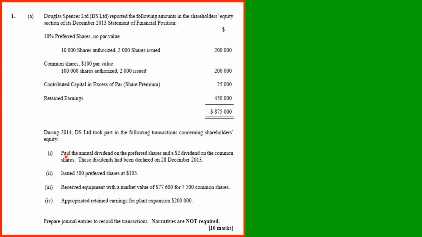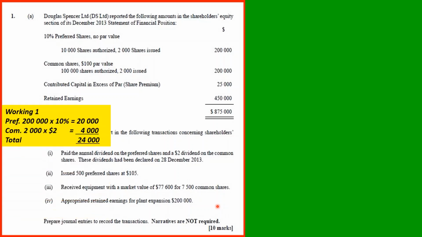First one, paid the annual dividend on the preferred shares and a $2 dividend on the common shares. These dividends had been declared on 28 December 2013. So they were declared the year before and now they are being paid. So they should have been in a dividend payable account. Okay, so let's see. Prepare journal entries to record the transactions. Narratives are not required.